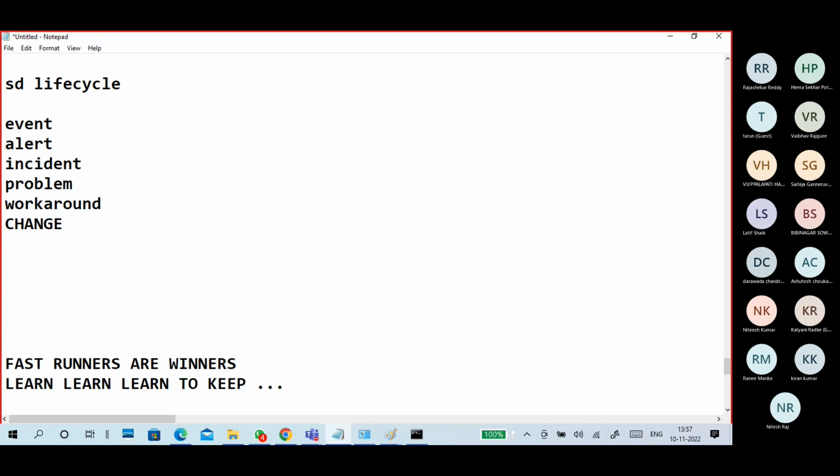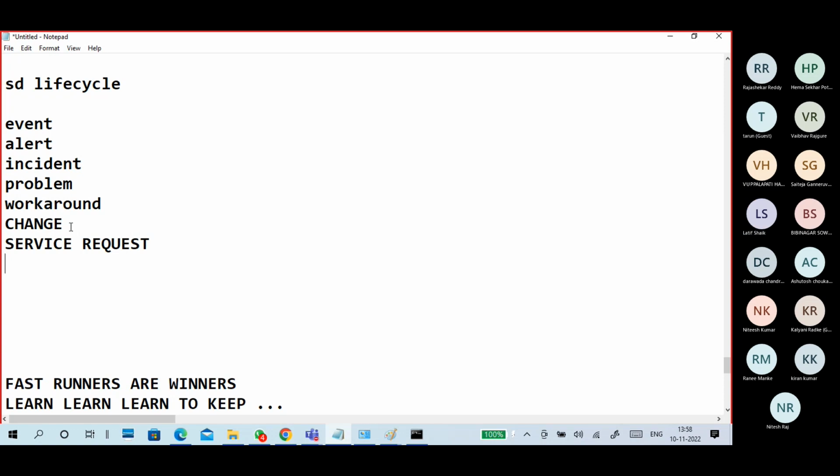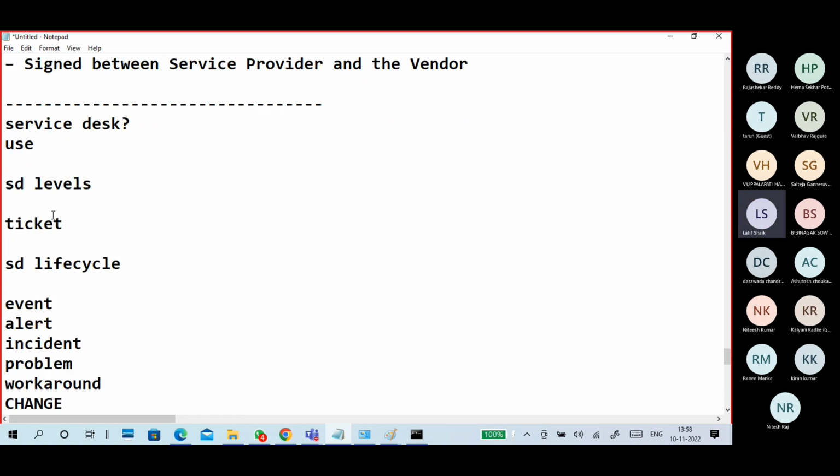Change. And the last one is service request. Okay. Change and service request. List, you know these things. Okay. Yeah, types of service desk.